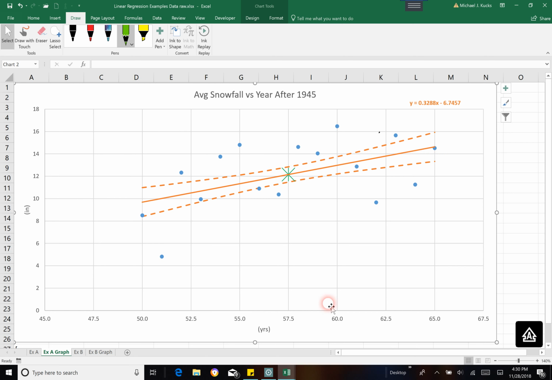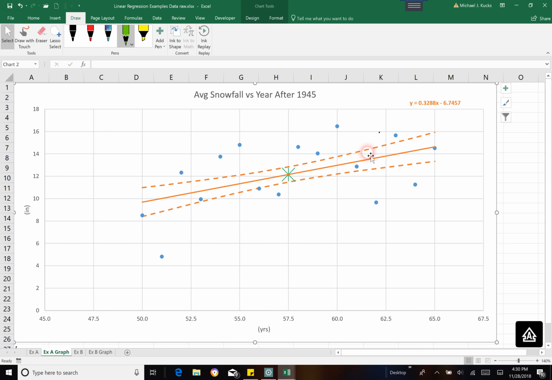I could also ask the question, if I just picked a single measurement of snowfall, another single measurement of snowfall, let's say here at 2007. In 2007, if I made another single measurement of average snowfall around Chicago, well, a single measurement in that year could fluctuate more than what these dashed lines would indicate.